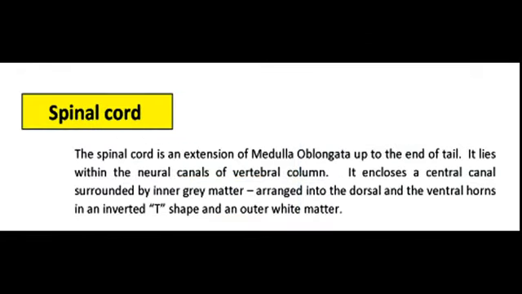The second part of central nervous system is spinal cord. The spinal cord is an extension of medulla oblongata to the end of tail. It lies within the neural canals of vertebral column. It encloses a central canal surrounded by inner grey matter arranged into the dorsal and the ventral horns in an inverted T shape and an outer white matter. So this is the structure of spinal cord.